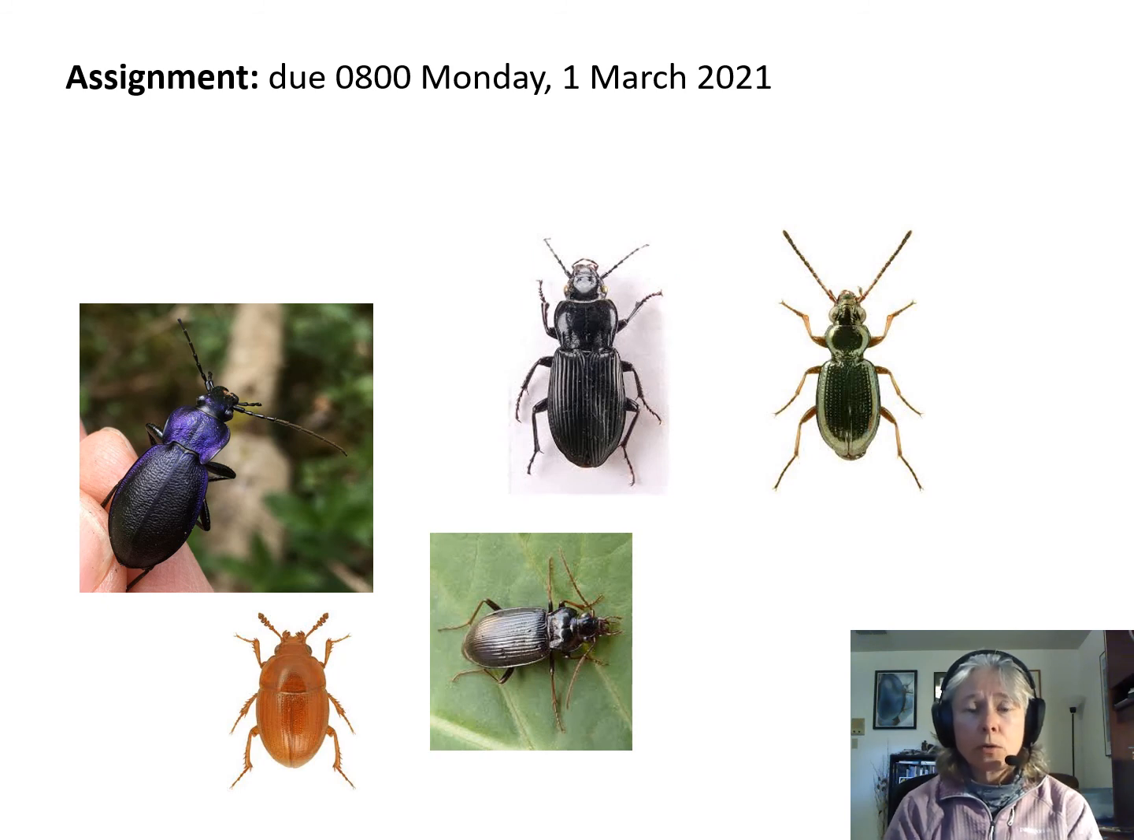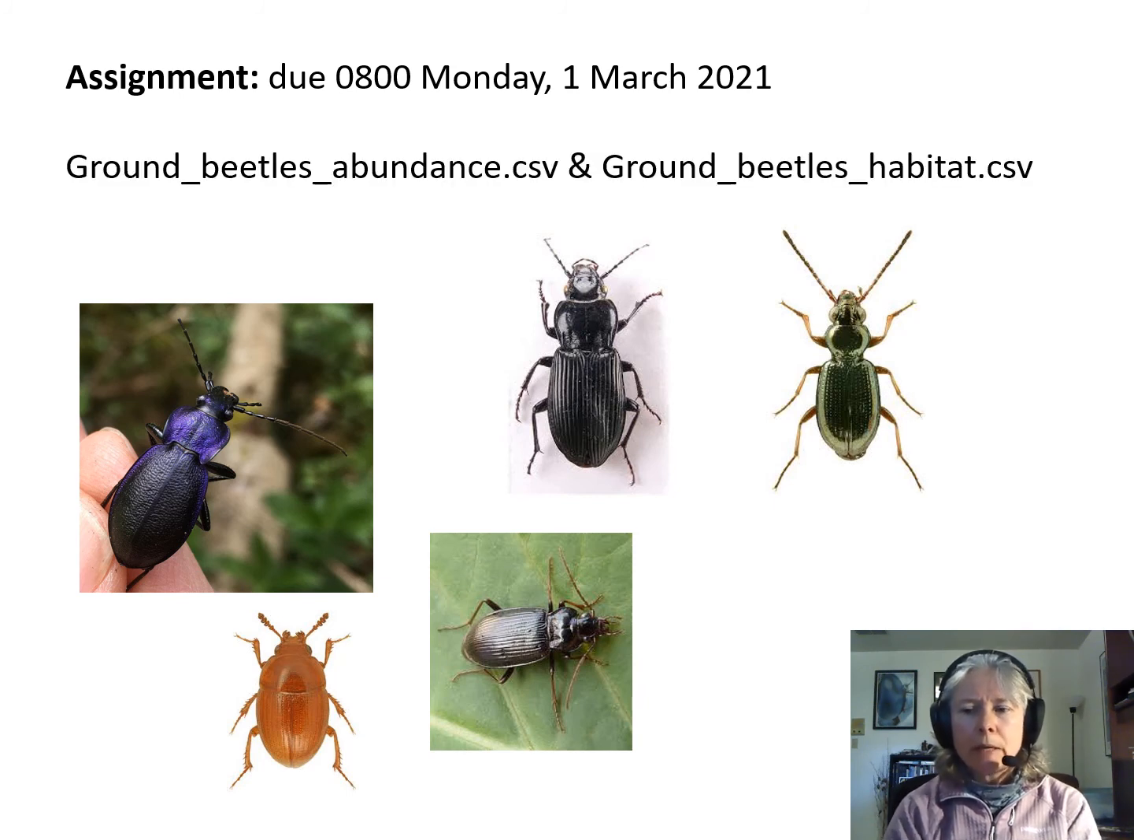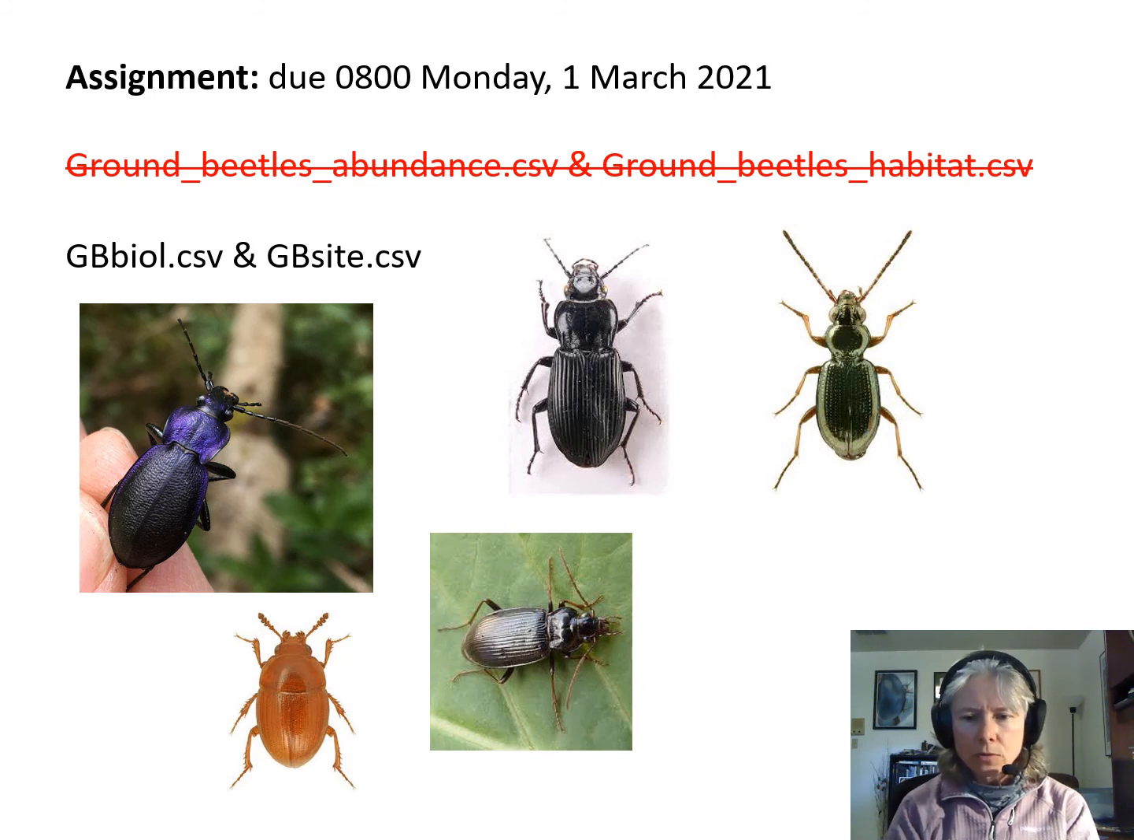So for your assignment, you're once again going to be working with the ground beetle dataset. For the past couple of weeks, you've been working with the ground beetle's habitat.csv file. It's a site by environment dataset. And in a few weeks, you're going to be working with the ground beetle abundance file. It's a site by species dataset. And these two files express data in a certain way. This week, you're going to be working on the same data, but with files that express those data in a different way.